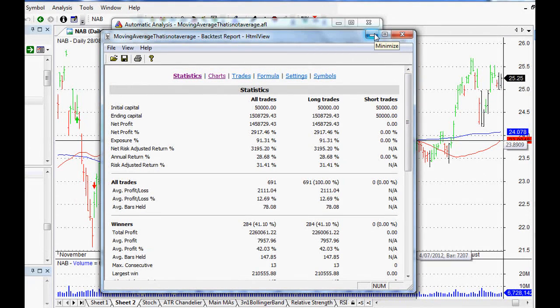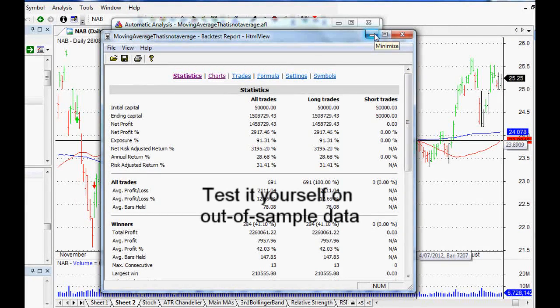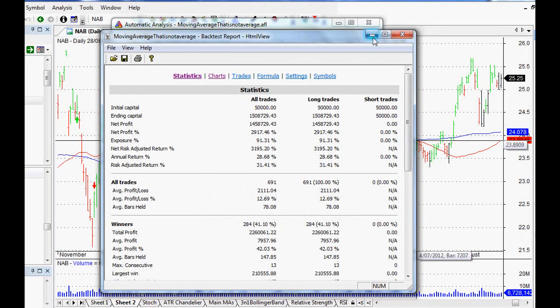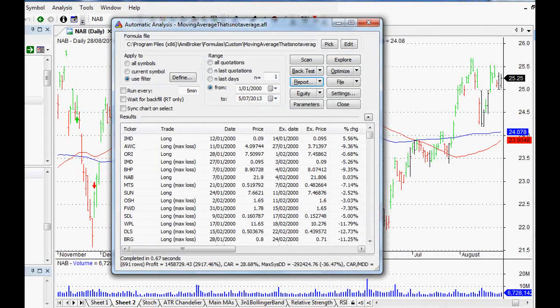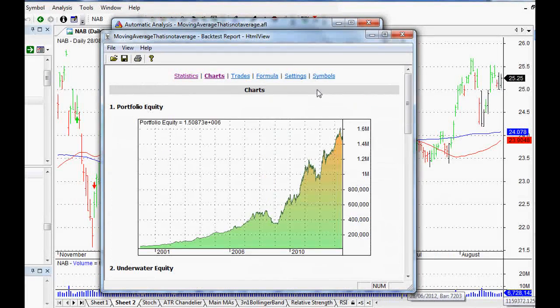Obviously, the idea is that you test it on out of sample data as well. So if you have a different set of stocks, or a different time period, for example 1990 to 2000, then it's a good idea to test it on those and see that it still holds up, or see that the trading system is still robust as well. So that's a really good idea, just of a moving average crossover system.